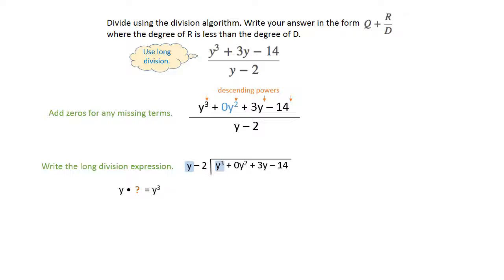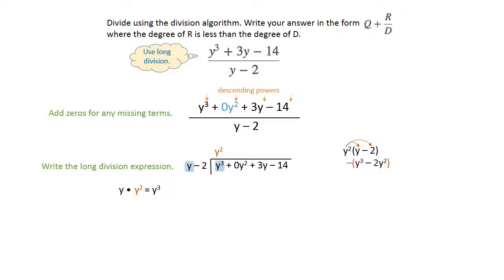What we need to know is y times what will give us the y cubed. And you have one y, you need two more, so it's y squared. The y squared is going to be put on the top, right over the place that you looked. And then we're going to take that y squared and the y minus 2, and we need to distribute that. We actually have to multiply those two things together. That gives you y to the third minus 2y squared.